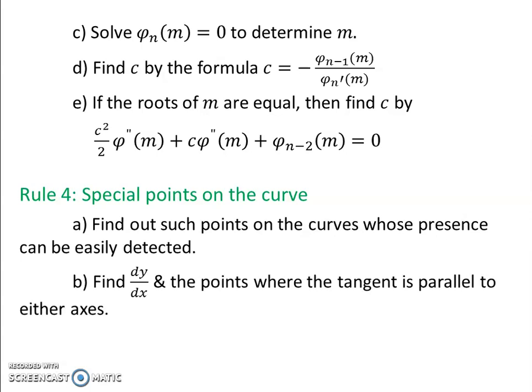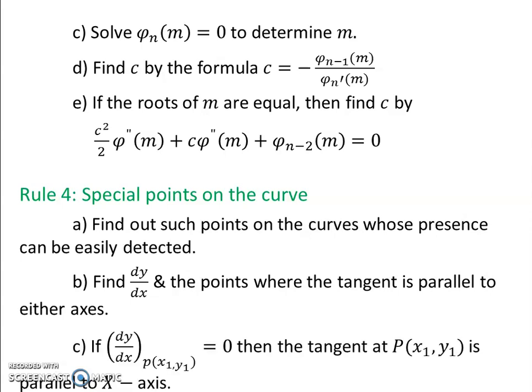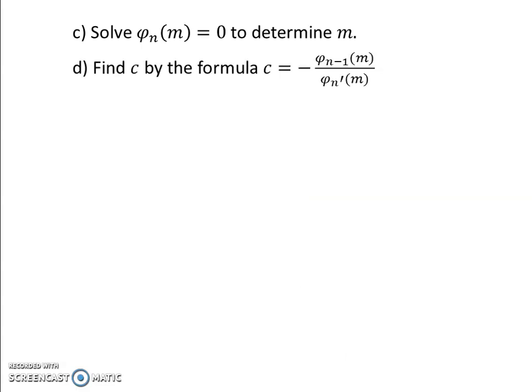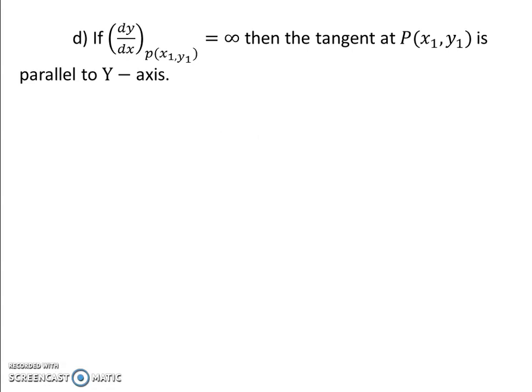If not, find dy by dx and the points where the tangents are parallel to either axis. So after finding dy by dx, you should find the tangent points where the tangents are parallel to the x-axis and y-axis. For example, suppose dy by dx at P(x1, y1) equal to 0 comes, then the tangent at P(x1, y1) is parallel to the x-axis. If we get dy by dx at P(x1, y1) equal to infinity, then the tangent at this point is parallel to the y-axis. So to find the special points, we will first check by observation. If not, then we will find out dy by dx and we will check if dy by dx equal to 0, then at that point the tangent is parallel to the x-axis. If it is equal to infinity, then it is parallel to the y-axis.